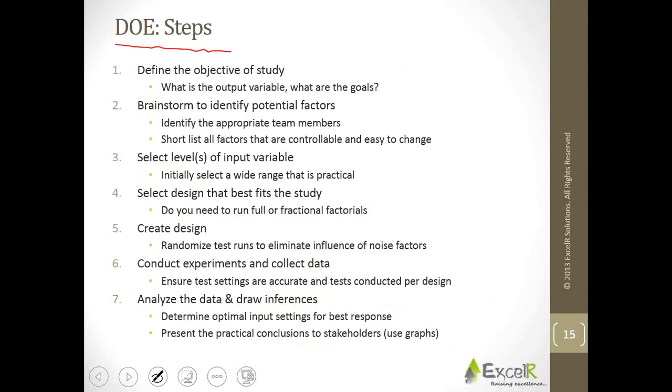So design of experiments should be followed in a structured way. What is the structure that we have to employ? You define what is the objective of the study. What is the output variable? What are your goals? What do you want to achieve actually using this design of experiments? Then comes brainstorm, right? You try to brainstorm to identify what are the potential factors. You identify who are all the appropriate team members.